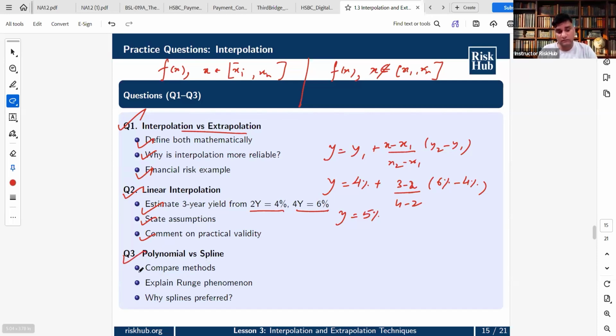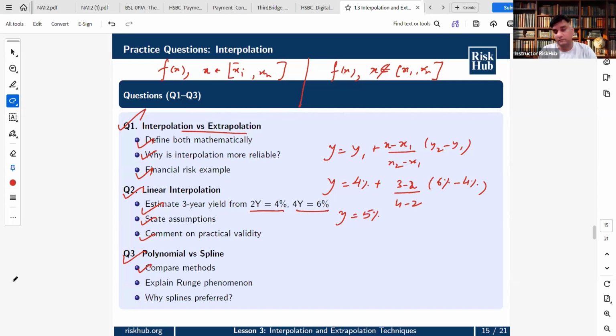See, if you compare the methods: the feature is curve type. Polynomial interpolation is one global polynomial, spline interpolation is piecewise polynomial. Fit: polynomial interpolation passes through all points, spline interpolation passes smoothly through nearby points. Stability: polynomial interpolation can be unstable for large n, spline interpolation is more stable. Oscillation risk: polynomial interpolation high, spline interpolation lower. Finance use: polynomial interpolation has limited use, spline interpolation is more common for curves.